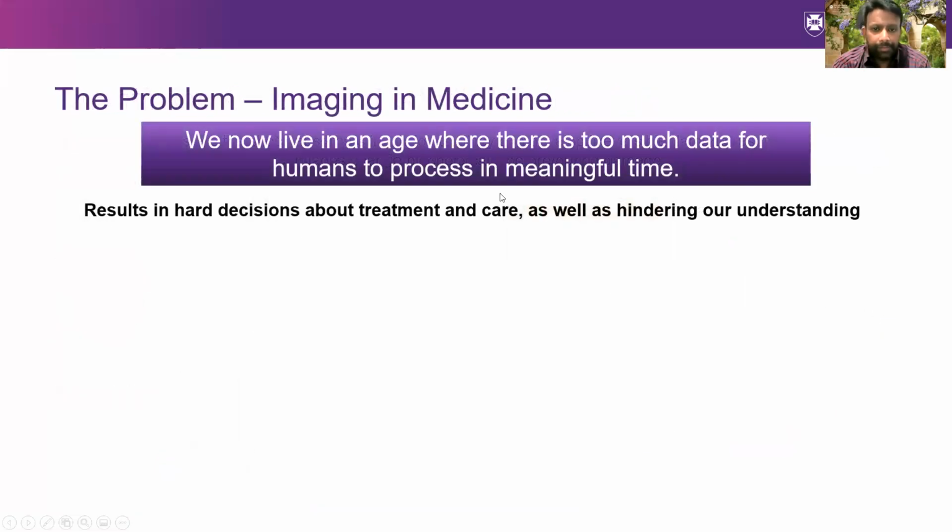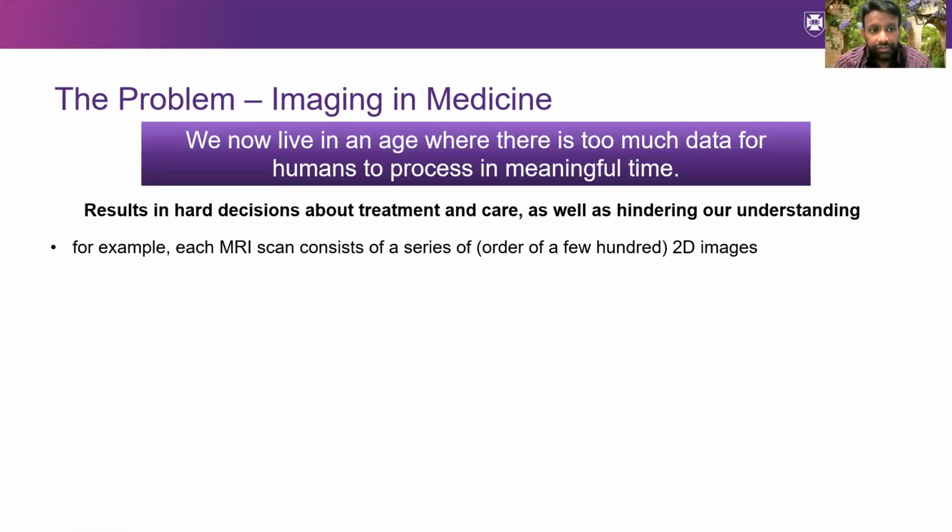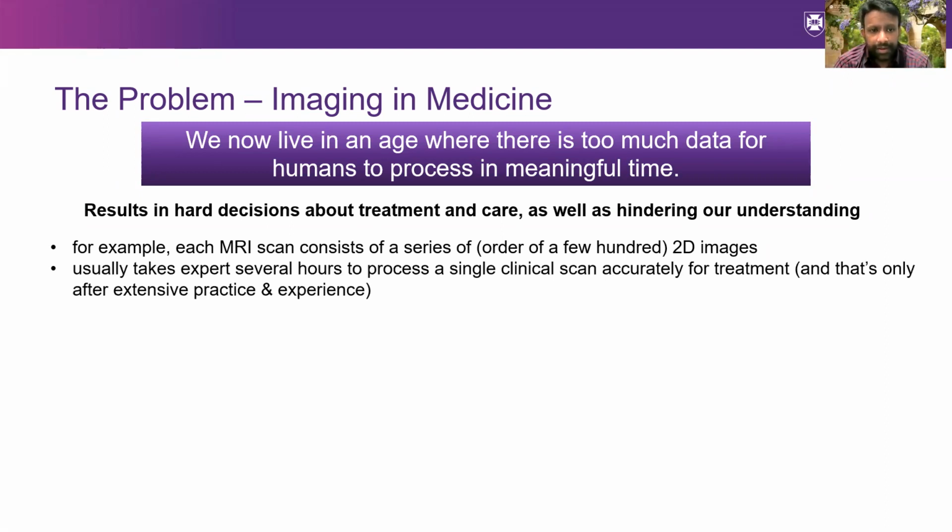Okay, but here's the main problem. We're actually now living in an age where there is so much data that we can't process it in meaningful time. And that leads to very hard decisions about what to image and what not to image. And it turns out, because MRIs consist of hundreds of 2-dimensional images to make up a 3D picture of a knee, it takes an expert, someone who knows knees, someone like a radiologist who looks at MRI, several hours to process these.